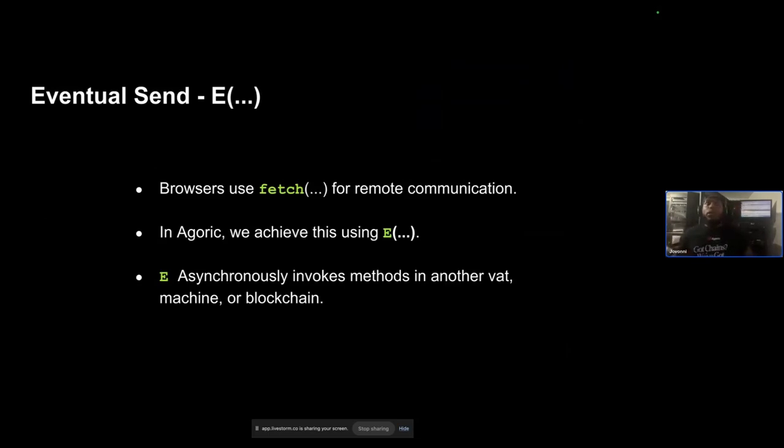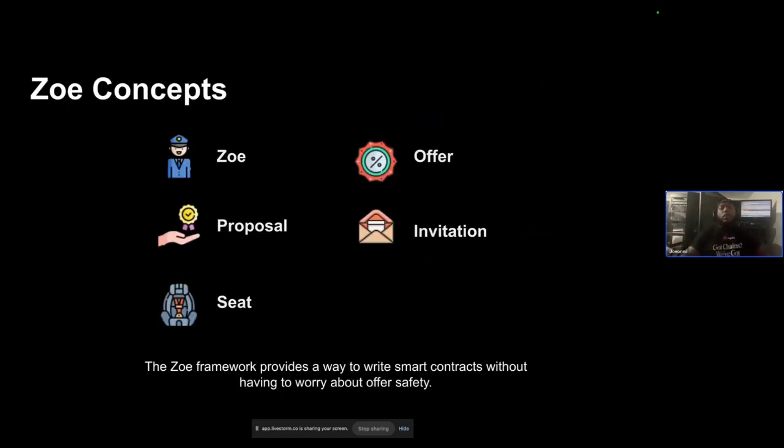Okay, so then the question becomes, how do you have two VATs communicate with each other? Similar to how browsers use fetch for remote communication, in Agoric we achieve this with E. All E is doing is asynchronously invoking methods in another VAT, machine, or blockchain, depending on how it's used. And so let's now talk about what we call Zoe.